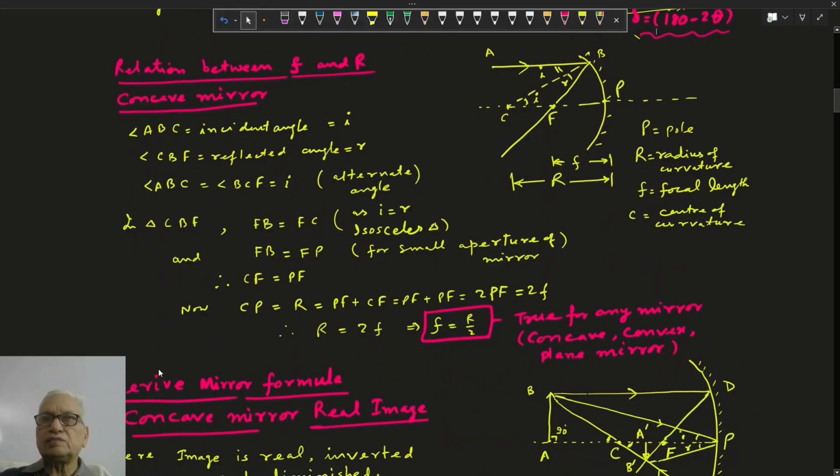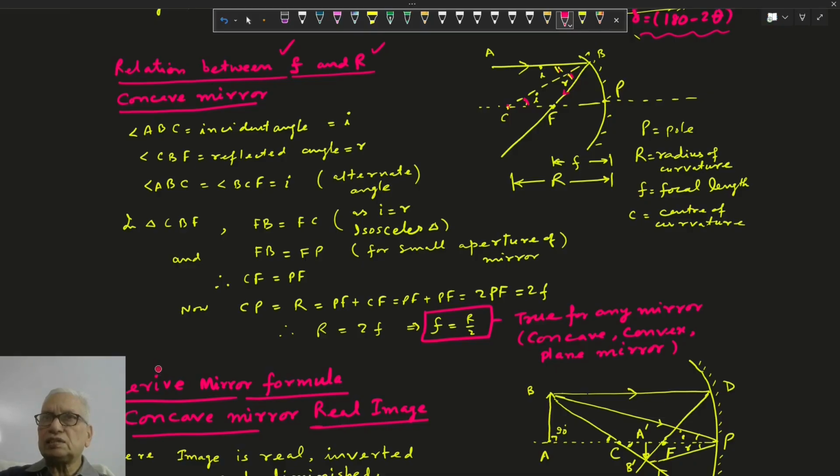The relation between the focal length and the radius of curvature. Very, very simple, of 10th class, not of 12th. But anyway, this is the incident ray on a concave mirror passing through the focus, say from C. This angle I is equal to angle R, law of reflection, first law. This I and this I are what? Alternate angles. Then in this triangle CBF, this angle and this angle are equal, I is equal to R.